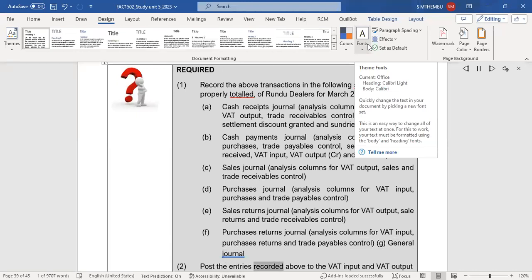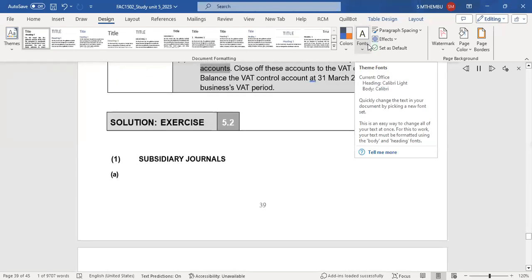Post the entries recorded above to the VAT Input and VAT Output accounts. Close off these accounts to the VAT Control account. Balance the VAT Control account at 31 March 20.4, the end of the business's VAT period. 1. Subsidiary Journals. A.